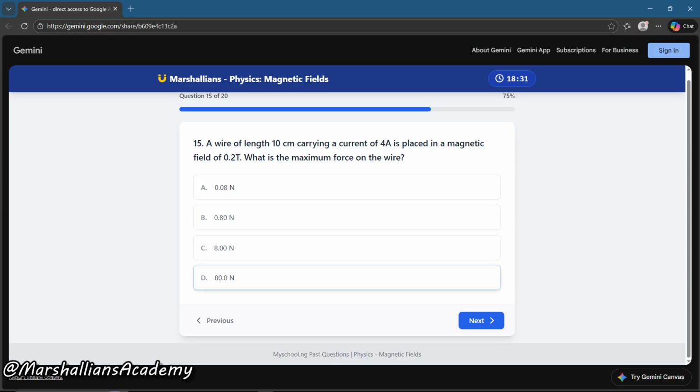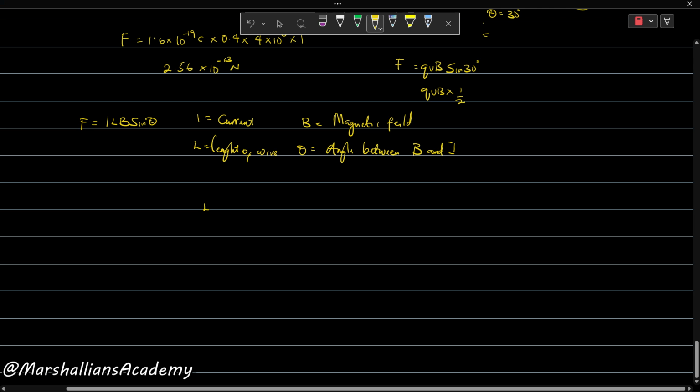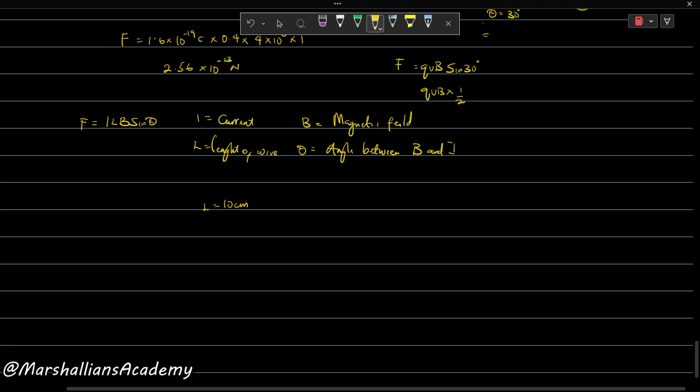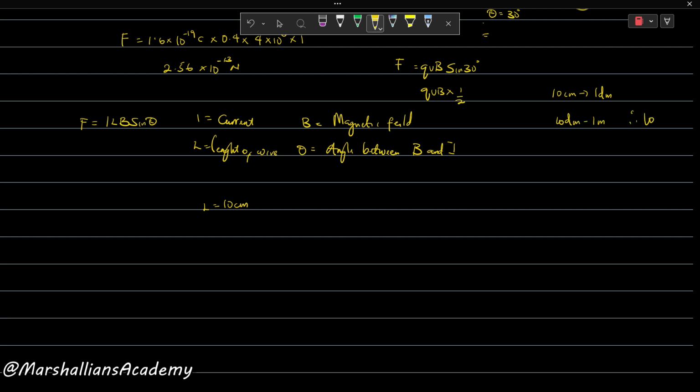So let's take in the details of the question. The length of the wire is 10 centimeter. If you convert centimeter to meter, how many centimeter makes a meter? Don't forget, 10 centimeter makes a decimeter, and 10 decimeter makes a meter. Therefore, 100 centimeter makes a meter.